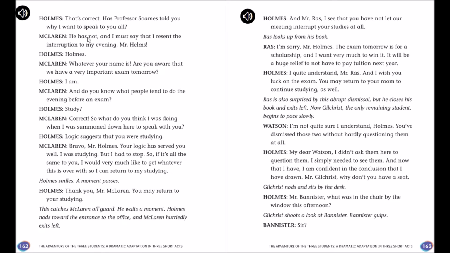McLaurin: He has not, and I must say that I resent the interruption to my evening, Mr. Holmes. Whatever your name is, are you aware that we have a very important exam tomorrow? Holmes: I am. McLaurin: And do you know what people tend to do the evening before an exam? Holmes: Study? McLaurin: Correct. So what do you think I was doing when I was summoned down here to speak with you? Holmes: Logic suggests that you were studying.